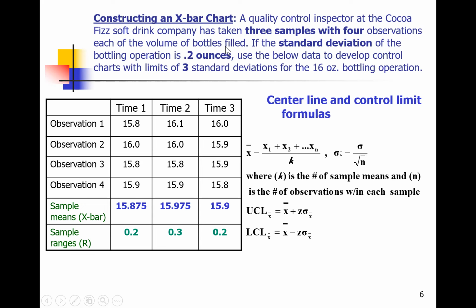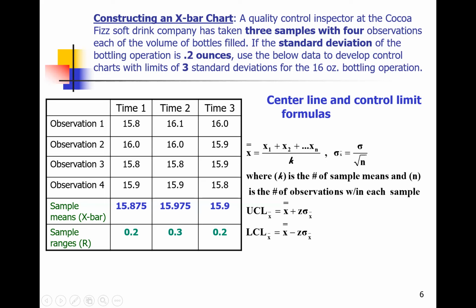Each of the volume of bottles filled. These are the bottle fills, soft drink. If the standard deviation of the bottling operation is 2, maybe the standard deviation has already been calculated by the management of the company. They always think that this is the perfect standard deviation, and use the below data to develop control charts. So you are going to develop control charts with limits of 3 standard deviations for 16 ounce.